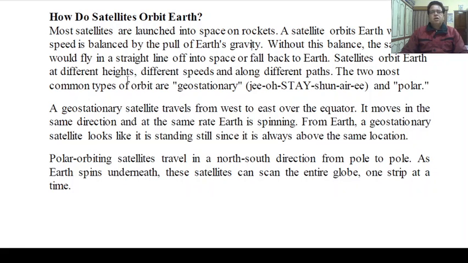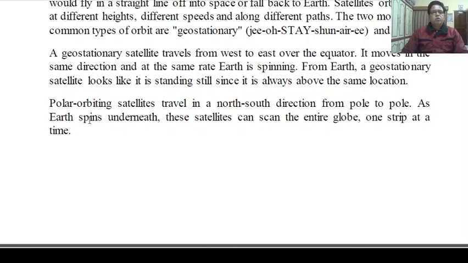Satellites orbit Earth at different heights, different speeds, and along different paths. The most common types of orbit are geostationary and polar.